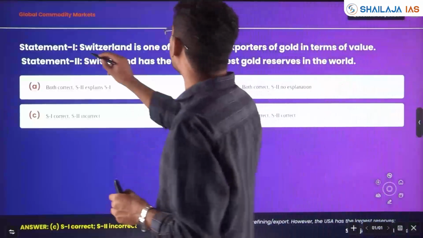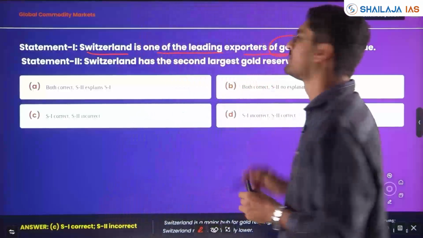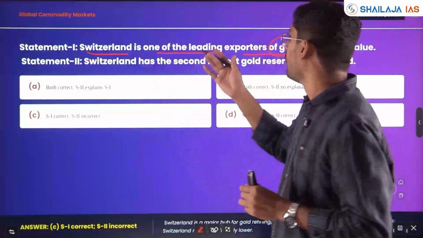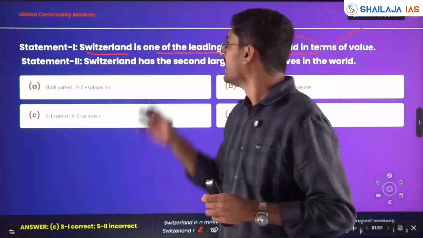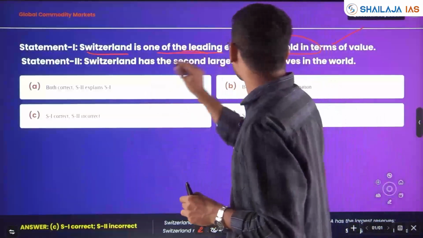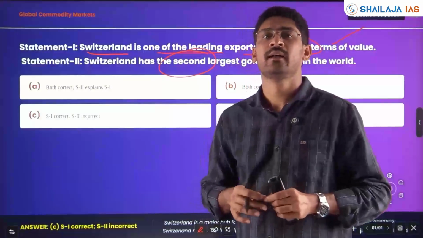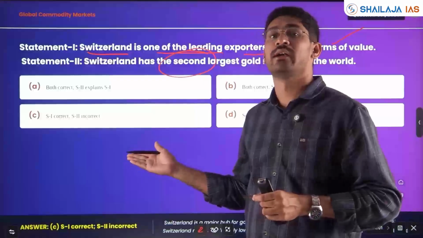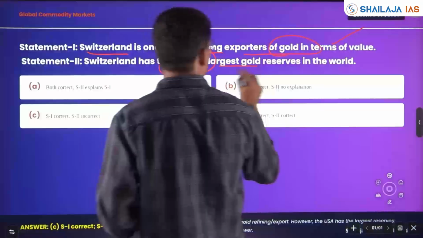Next, the global commodity market and global service market will all be very important. Again, statement 1: Switzerland is one of the leading exporters of gold in terms of value. Very generic statement. Yes, Switzerland is one of the leading exporters of gold in terms of value. Statement 2: Switzerland has the second largest gold reserve in the world. Do you know the data? Do you know the fact? If you know, please go ahead. If you don't know, Switzerland has the second largest gold reserves.